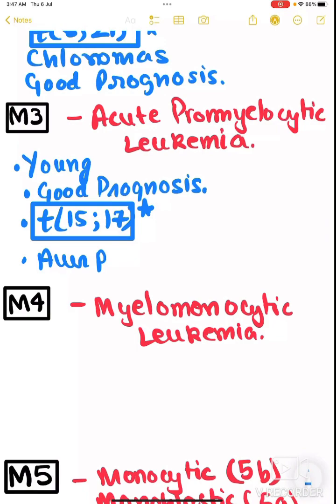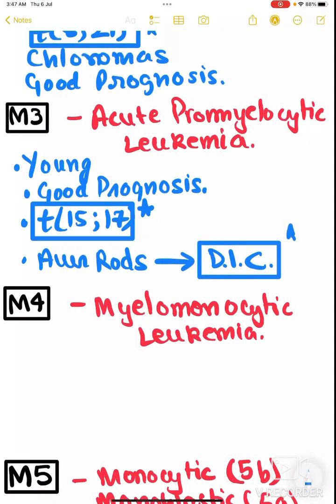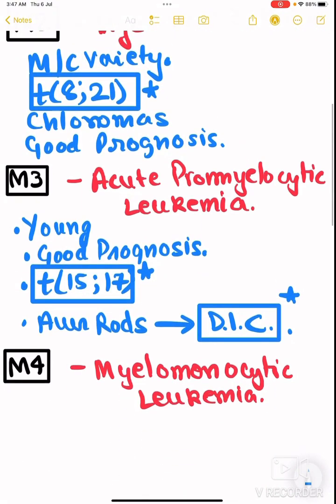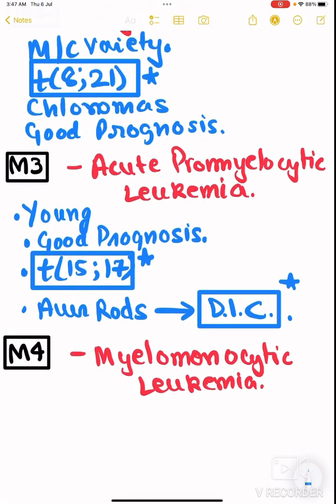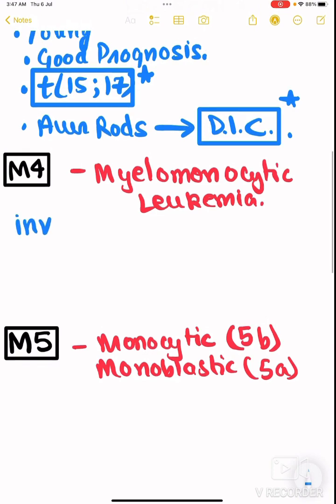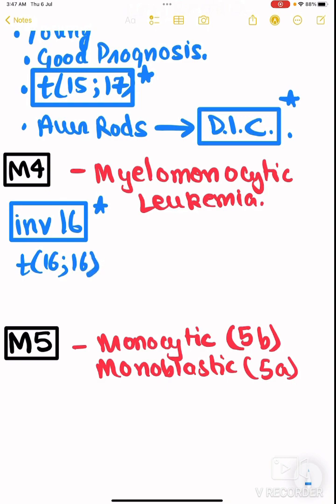Next, Auer rods are present, and these Auer rods can lead to DIC. That is the second most important thing. A photo of Auer rods can also be given, or a question can be asked about which type of FAB classification it belongs to. Now coming to M4. M4 is myelomonocytic leukemia. Inversion 16 is present, very important. These numbers are actually very important. Then translocation 16 is important.